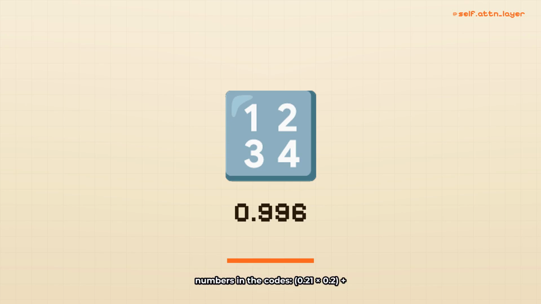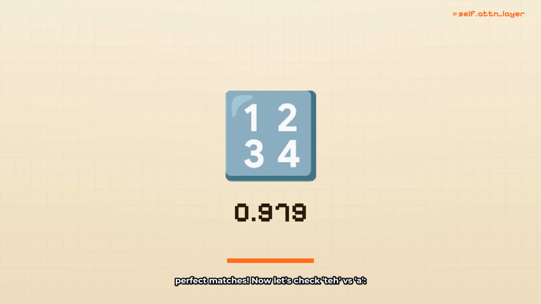First, we multiply the numbers in the codes. 0.21 x 0.2 plus 0.39 x 0.4 equals 0.042 plus 0.156 equals 0.198. Then we divide by the lengths of the codes. The square root of 0.21² plus 0.39² equals 0.44, and the square root of 0.2² plus 0.4² equals 0.45. 0.198 divided by 0.44 x 0.45 is about 0.996. A cosine similarity of 0.996 means "te" and "the" are almost perfect matches.